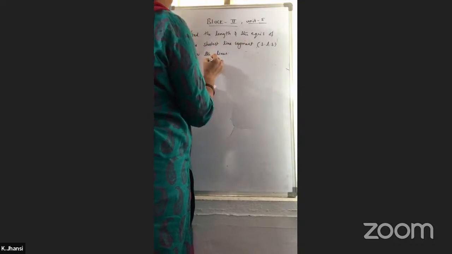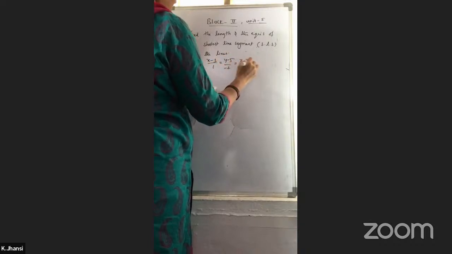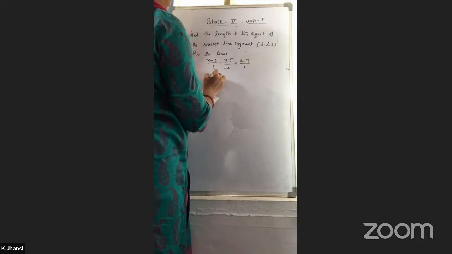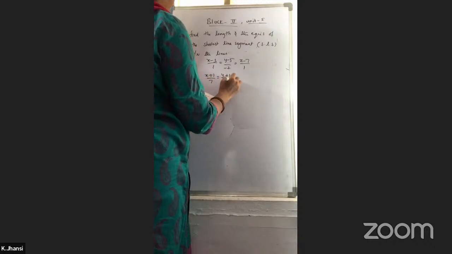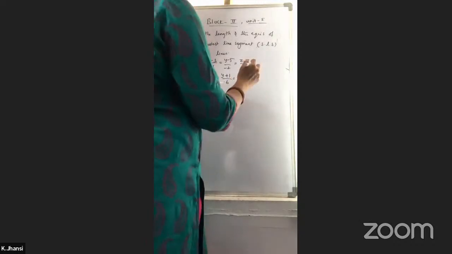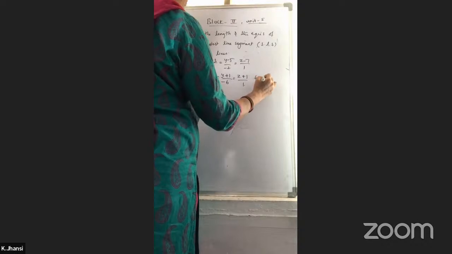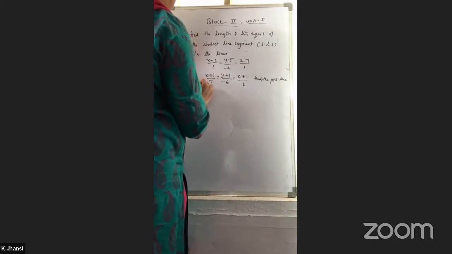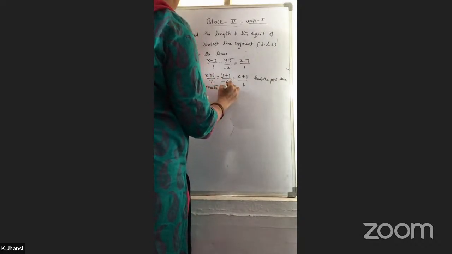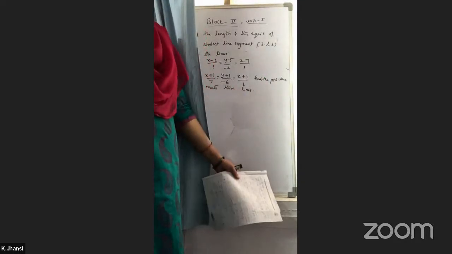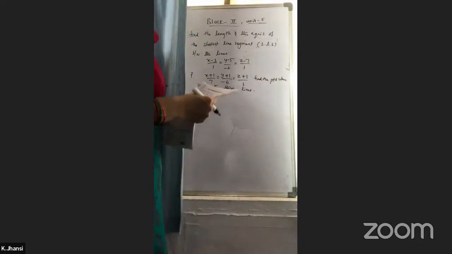The two lines are (x minus 3) by 1 equals (y minus 5) by minus 2 equals (z minus 7) by 1, and the next one is (x plus 1) by 7 equals (y plus 1) by minus 6 equals (z plus 1) by 1. Find the points where it meets these lines, that is x1, y1, z1, x2, y2, z2.